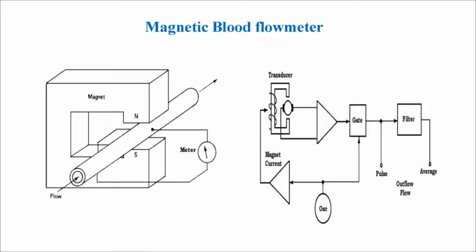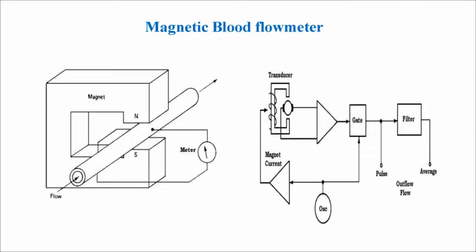Let's now see it in a diagrammatic view. The first picture represents how the permanent magnet has been placed, and inside that permanent magnet how the blood vessel induces a voltage or electromagnetic energy, which is termed E. So this is the procedure of how this electromagnetic blood flow meter works.